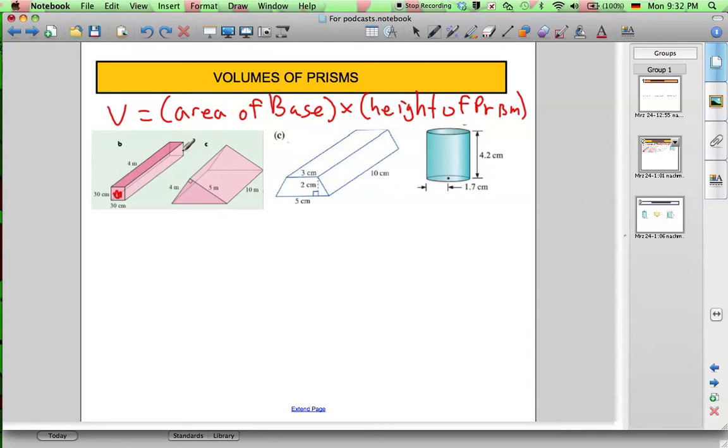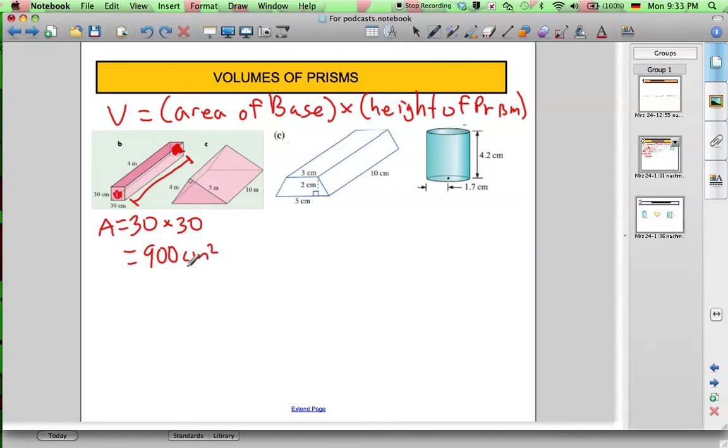Okay, in the first prism, we've got two square bases. The area of a square is just side times side, so we get area equals 30 times 30. So the area of the base here is 900 square meters. The height of the prism is always the distance between bases. It doesn't matter if it's up and down, left and right, back to front. It's always the distance between the two bases that you used. And in this case, it's 4 meters.